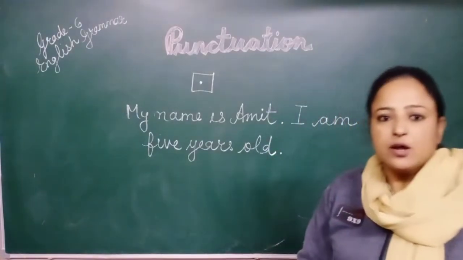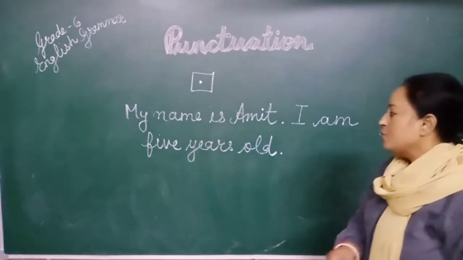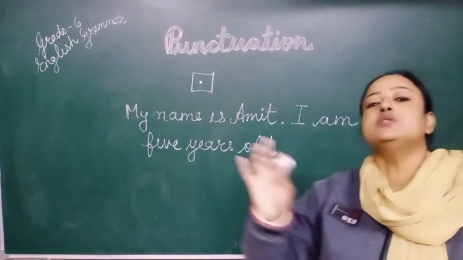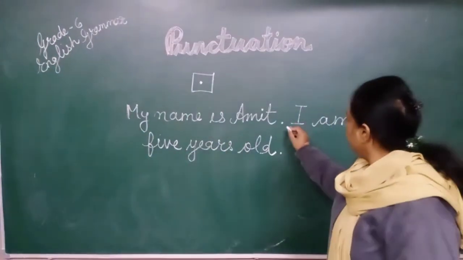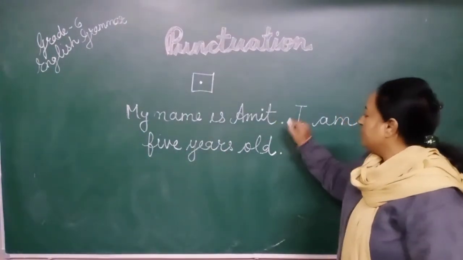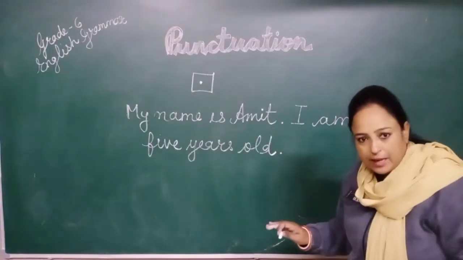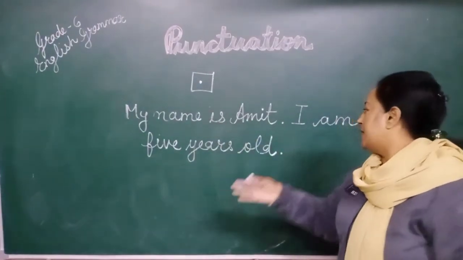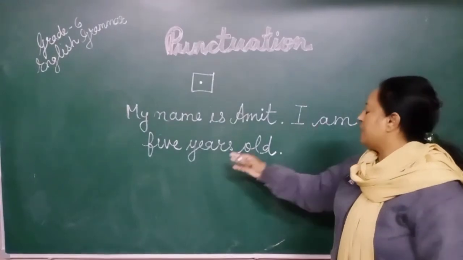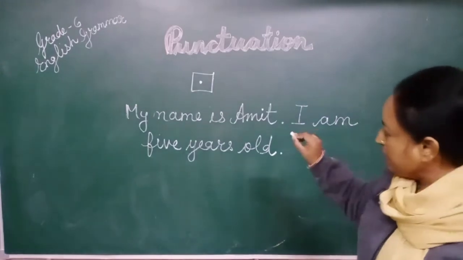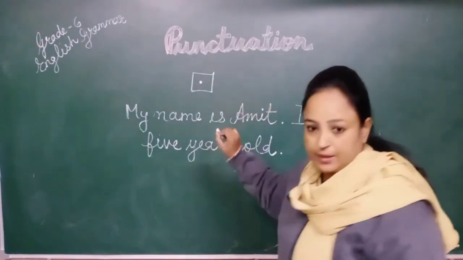So students, where do we put a full stop? When the first sentence ends and we will start a new sentence. Here, in between two sentences, we will put a full stop. हमारा एक सेंटेंस यहाँ पे फिनिश हो गया है, and I am going to start a new sentence. I am 5 years old. Full stop. So this is a very important punctuation mark in English.